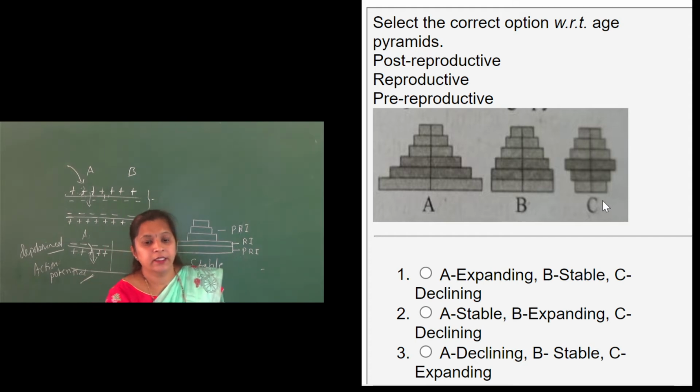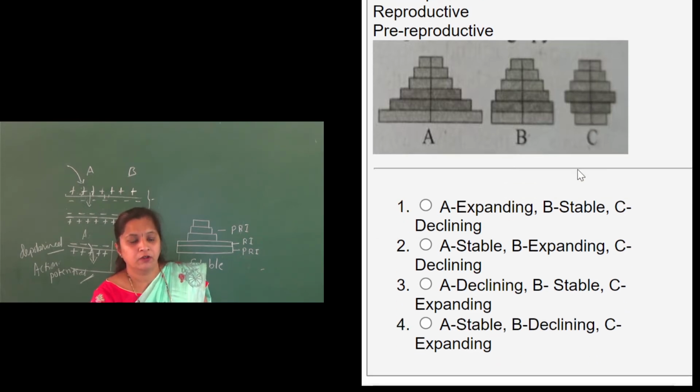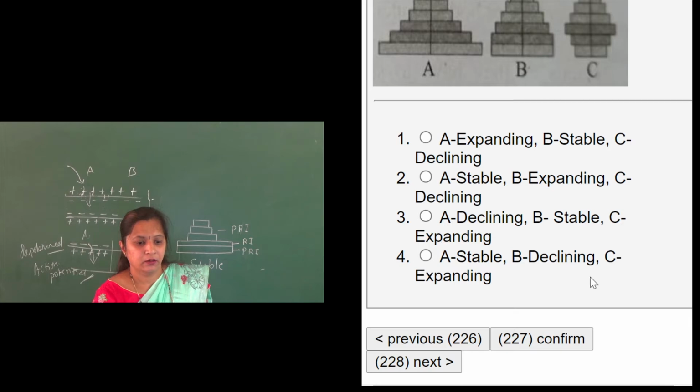So this is indicating that as pre-reproductive individuals are fewer in number when compared to the reproductive age group, the population is going to decline with time, as only a few individuals will enter the reproductive age. So this is showing a declining population. A is expanding, B is stable, whereas C is declining. So the right option here is the first one. Then next question.